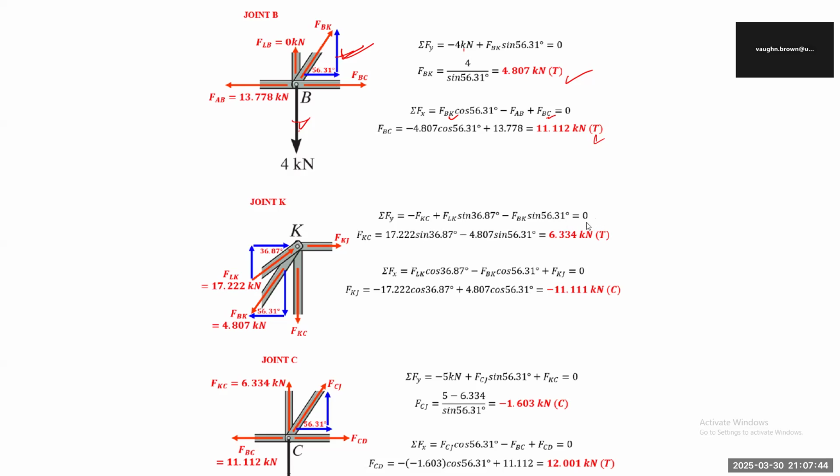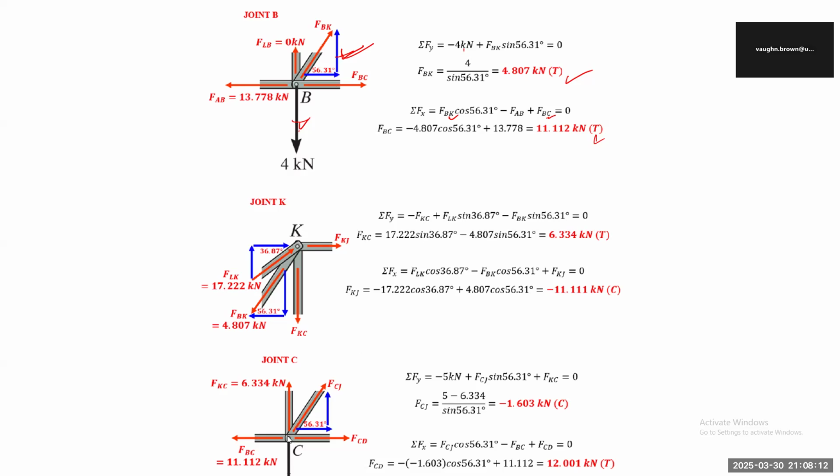So when you transpose FKC, you get 6.334, which is in tension. You do the Y now, the X, sorry. So you get 1, 2, 3. So you have them here, you put them in, and you just transpose for the one that you don't have, and you simply get the value. So you have to be very consistent and watch your sign.